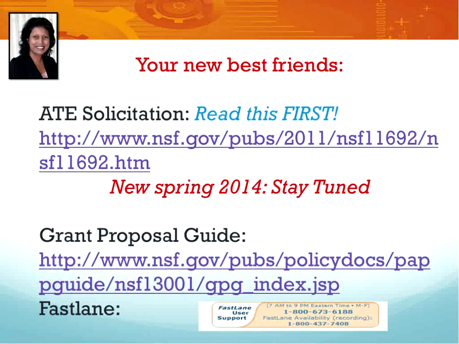And the second thing is the grant proposal guide. The grant proposal guide covers everything you need to know to submit a proposal to any division at the NSF. The ATE solicitation, however, includes information that is critical to ensuring that you meet all the requirements that are specific to the ATE program. And as it says in big red letters on this slide, this ATE solicitation will be new this spring. Check back for it often, and it's not out yet, so stay tuned.